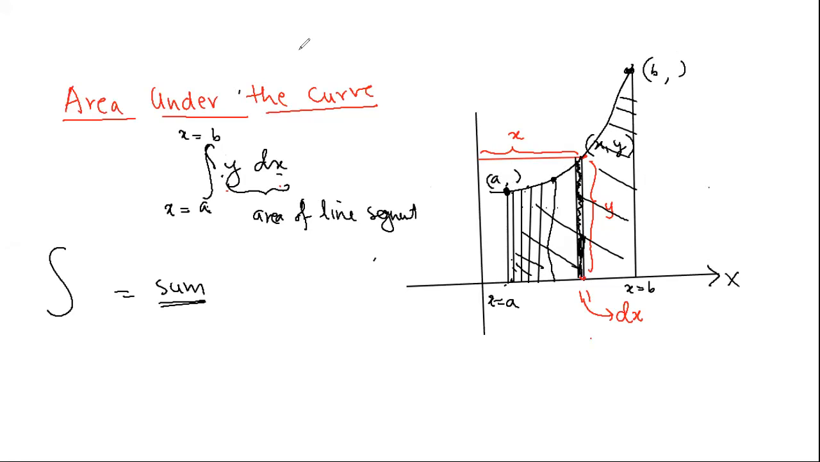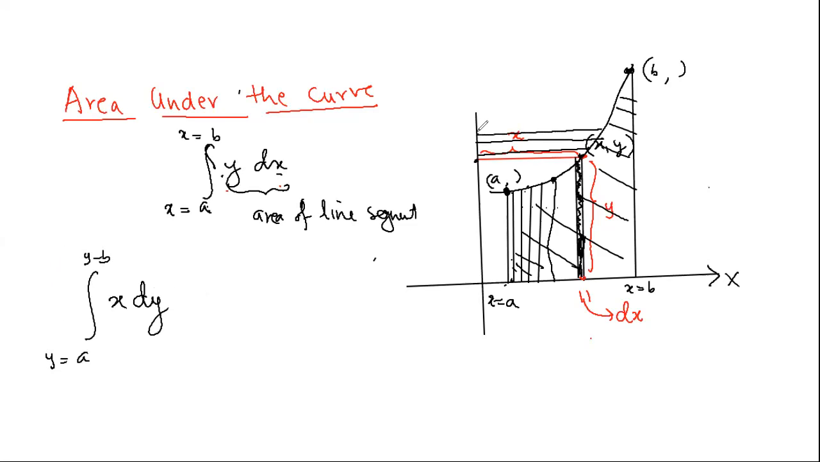Okay. If you are agreeing with me, give me the explanation of integral from y equal to a to y equal to b of x dy. Area on y, which is x. The distance from here till here is x. If you add all the areas like this, what are you getting? Area between the curve and the y-axis.